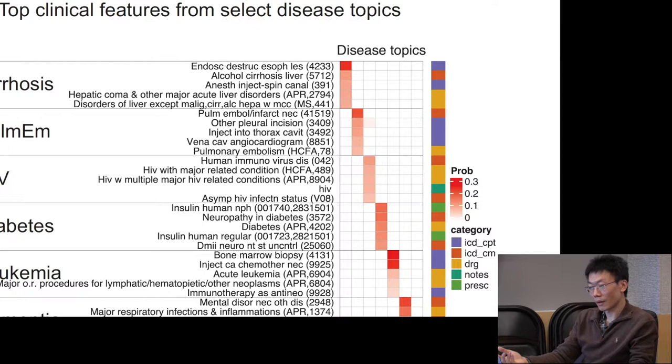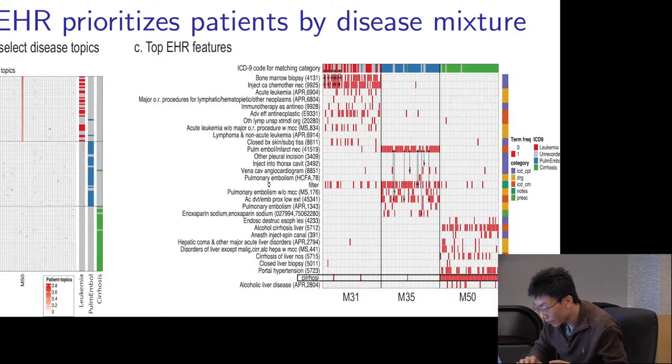Obviously, for example, in here, right? So HIV, for example. These are obviously different sorts of HIV billing codes, right? That all indicate the same disease. So that's what the model learned.